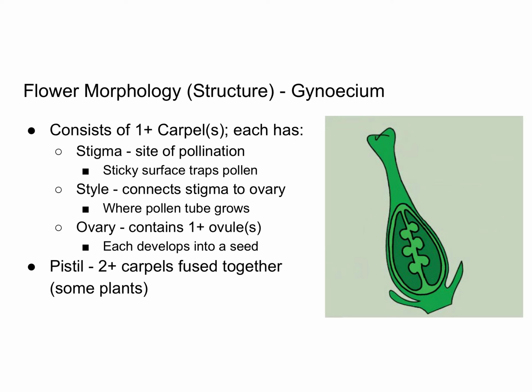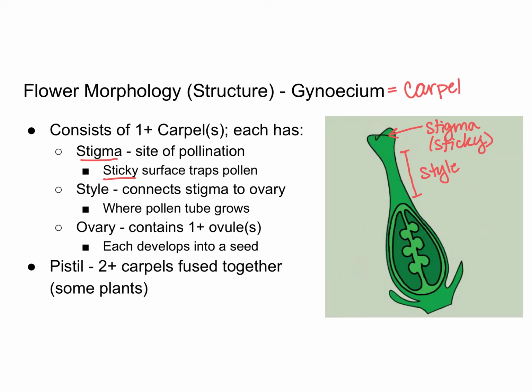Let's take a closer look at the gynoecium, which remember is also called a carpel. So this whole structure here is a carpel, and it consists of a stigma. And the stigma is where pollination occurs. And that's going to be at the kind of the top part here. And it is sticky. That stickiness helps pollen to actually stick to the carpel. The style is this area here.